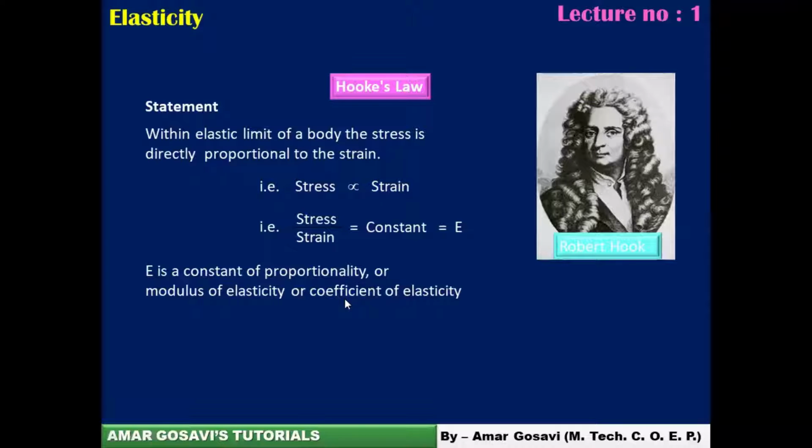From Hooke's law, we know very well that within the elastic limit, stress is directly proportional to strain, and stress upon strain is a constant which was denoted by the notation capital E. We called this E the modulus of elasticity. This modulus of elasticity is of three types, out of which we want to study the first type today, and that is the Young's modulus.